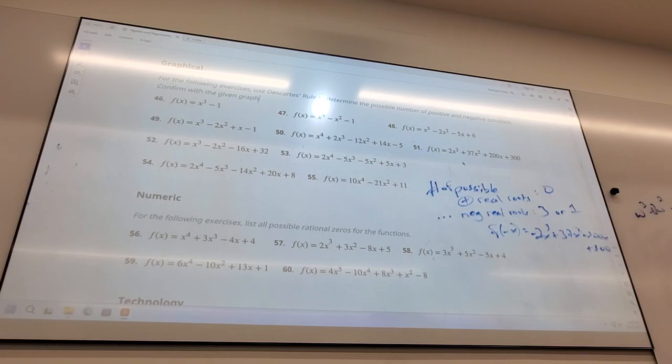Anything else from homework stuff? Is that good enough for the person who asked that question? Sorry, why is it 3 or 1 negative? Yeah. Well, why is there 3? Are you cool with 3?